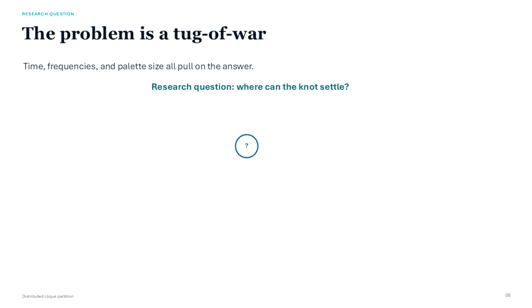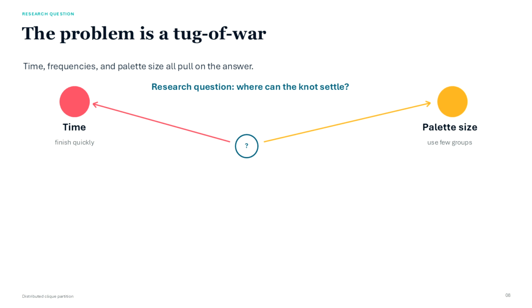So now that we understood what my research is about, what we're trying to understand is where the knot can settle, okay? We have 3 things that pull against each other. One is the time, we want to do it as efficiently as possible. The other is the palette size, the number of shifts, the number of colors. I want as few shifts as possible, right? And the other is the frequencies, the number of experiments in each shift. Is it between 2 and 4 or, I don't know, 1 and 8? It depends. Each time we pull one, the others get pulled back, according to our results.